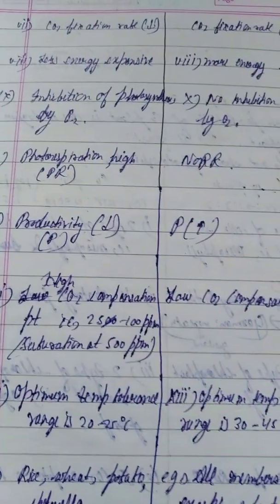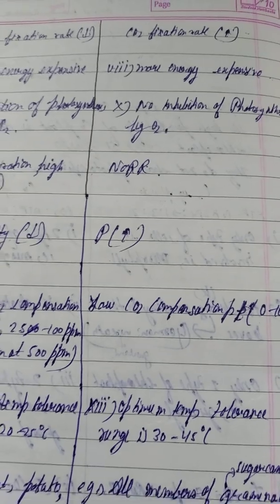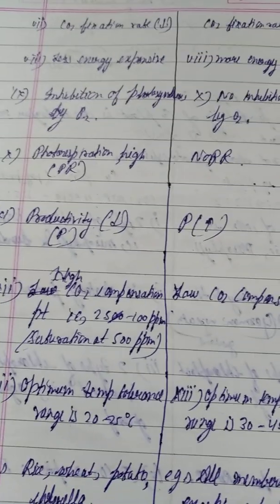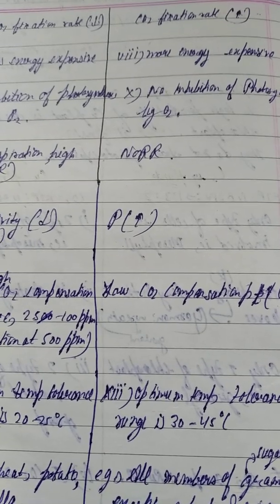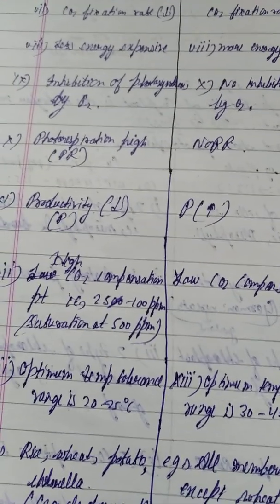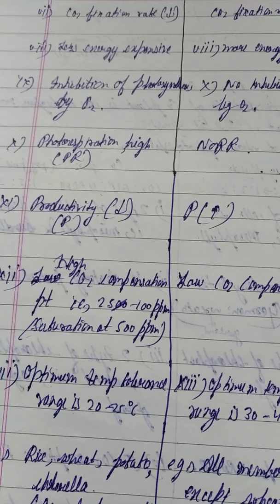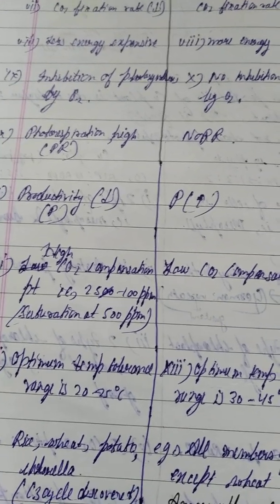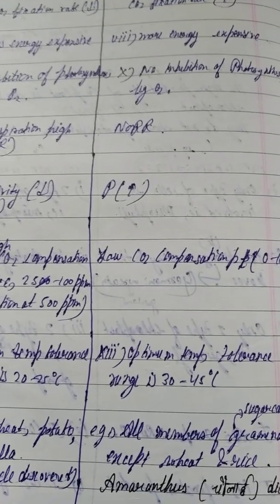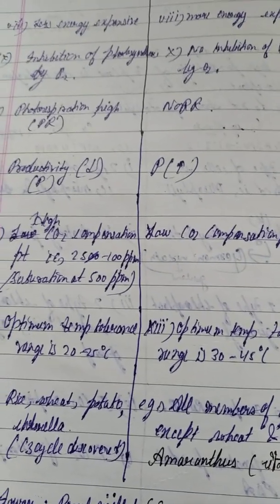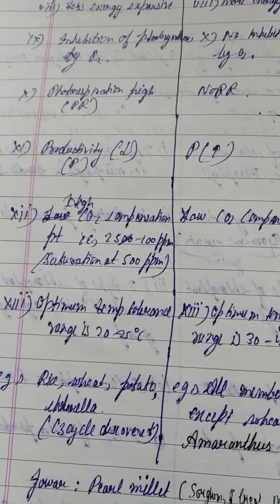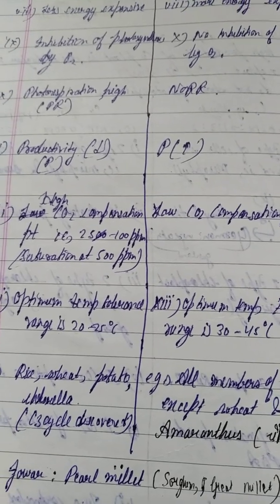In C3 plant, CO2 fixation rate is less. In C4 plant, CO2 fixation rate is more. In C3 plant, less energy is required. In C4 plant, they are more energy expensive. And there is inhibition of photosynthesis by oxygen in C3 plant, no inhibition of photosynthesis by oxygen in C4 plant. Photorespiration is high in C3 plant, no photorespiration is found in C4 plant. C3 plant productivity is less, in C4 plant productivity is more.